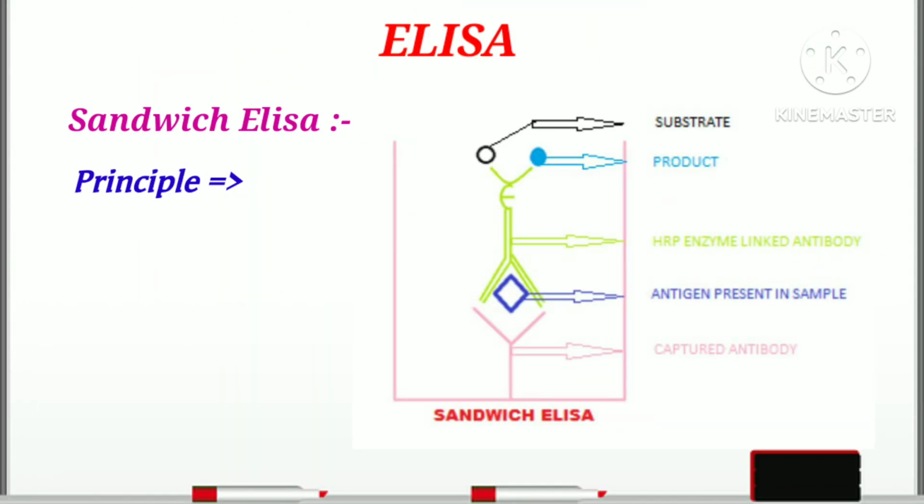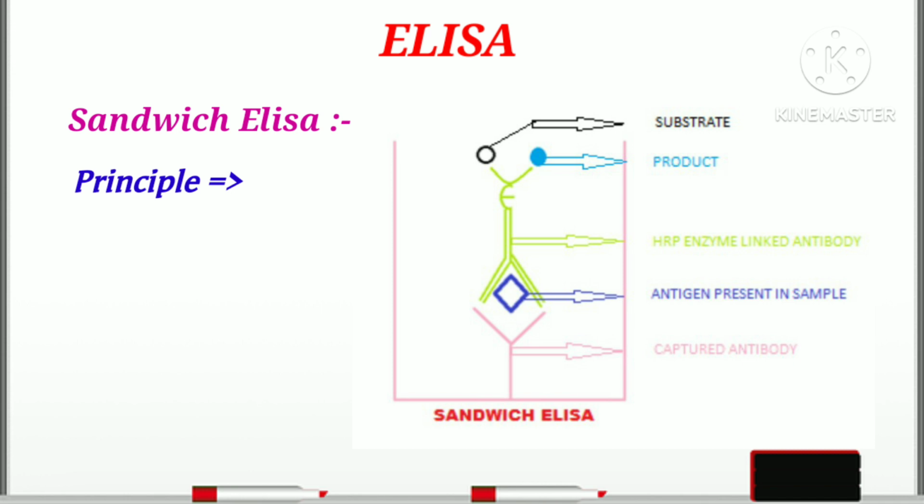The microwells are coated with specific captured antibodies. Then the samples are added. If it contains antigen specific to this captured antibody, then antigen-antibody binding occurs. Then enzyme conjugate is added, so that a sandwich complex is formed where the antigen is trapped or sandwiched between two antibodies. One is the captured antibody, another is the enzyme conjugate.